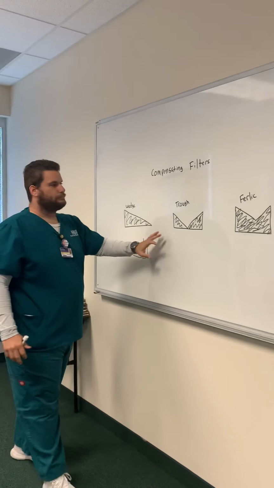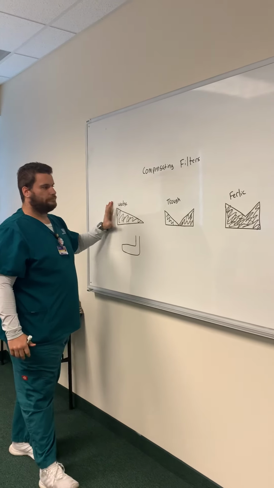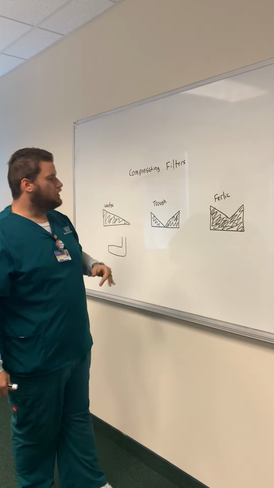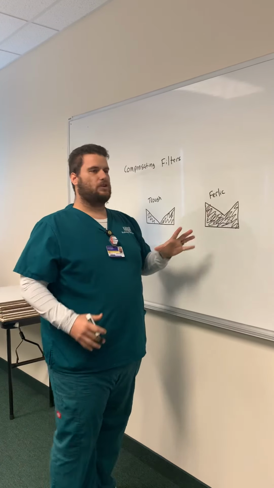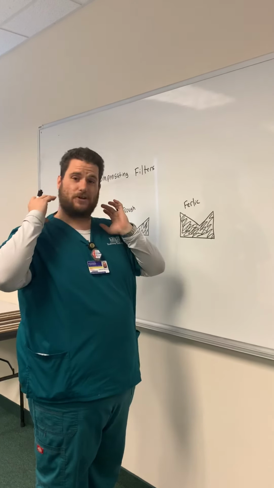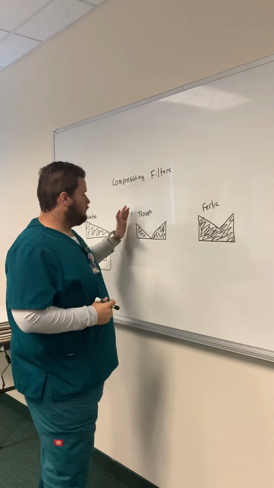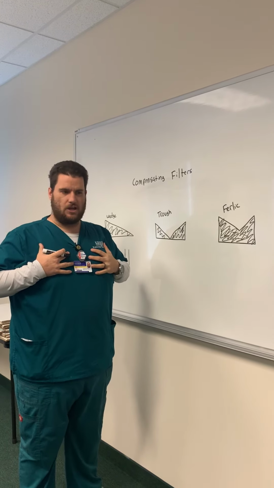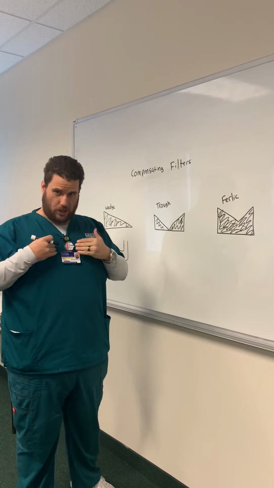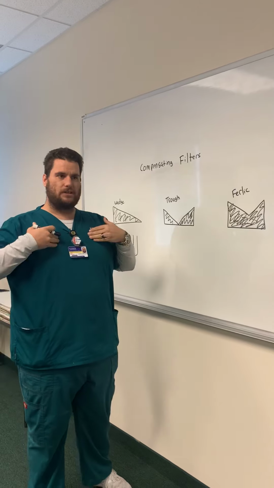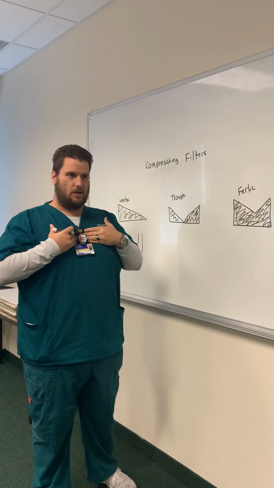We have three. As you can see, there's the wedge, the trough, and the Ferlic filters. The Ferlic filter is normally used for the patient's head or neck, and the trough is normally used for the torso of the patient. You would normally put the thinnest part of the filter towards the thinnest part of the body, right?